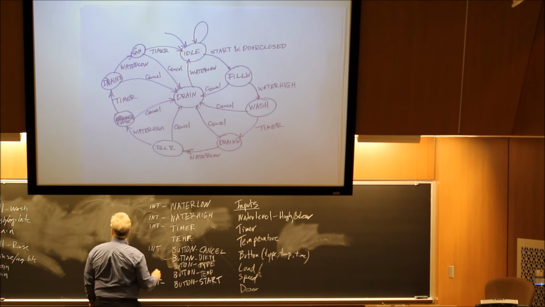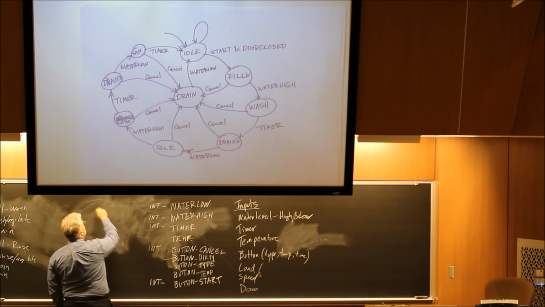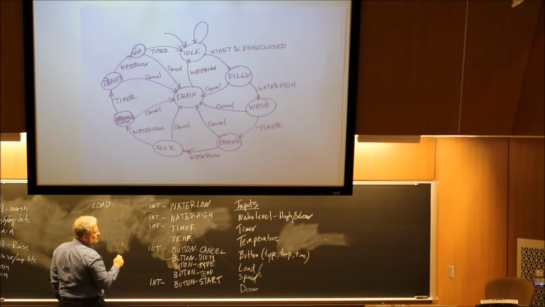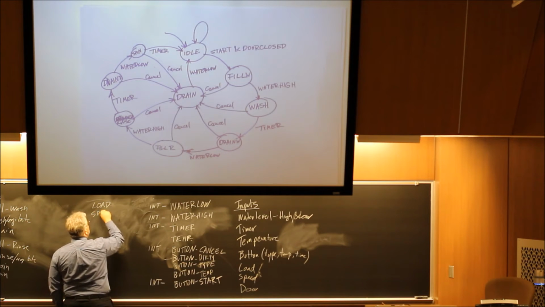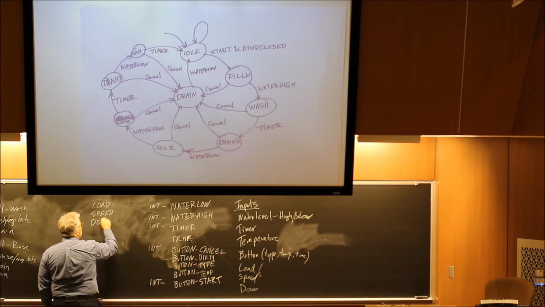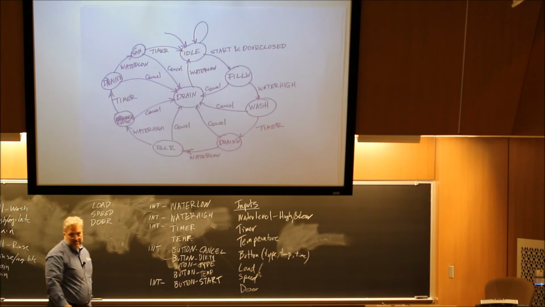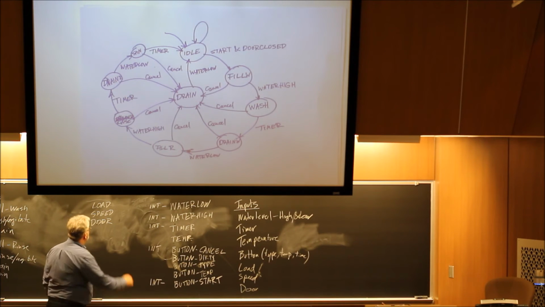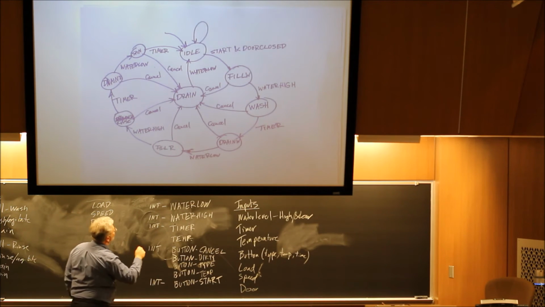All right, let's look at some of the other inputs we have. The load sensor. We may or may not use that. Interrupt? No. Speed? Interrupt? No. Door? Sure. We have so many interrupts that we have available. All right, I'm going to say no. You don't have to have it as an interrupt. All right, so now these are our inputs, right?